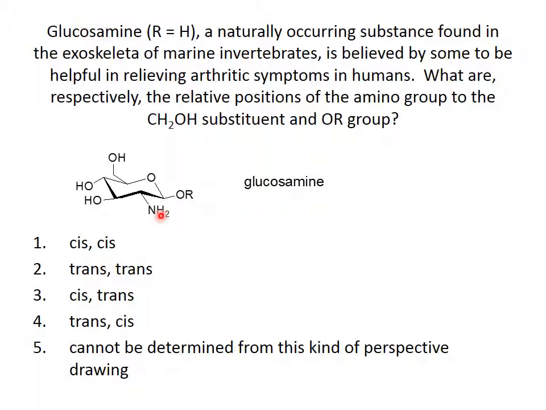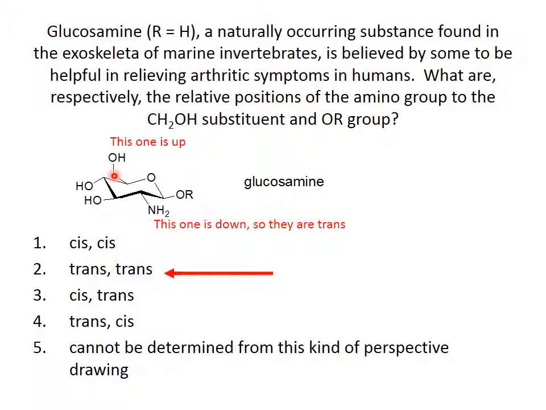Remember to think up and down in order to figure out, are they cis or trans? Try to place your hydrogens, the other group on the carbon, in an up or down position, and then figure out, are those particular groups up or down, and how are they relative to the amino group? Okay, if I look, this amino group is down. This group, not the hydroxy here, but the carbon right here, is up. There is a hydrogen going down here, and there is a hydrogen going up there.